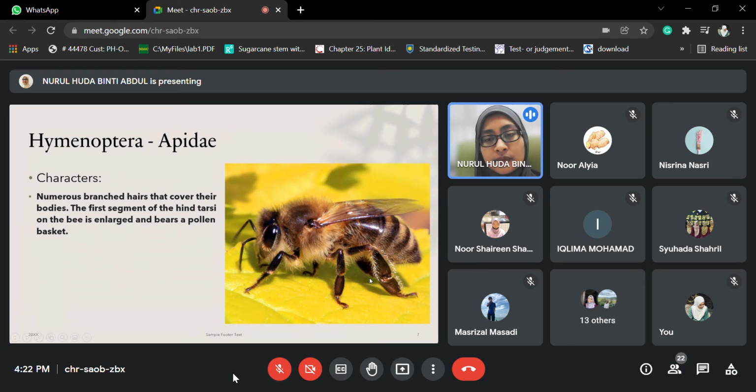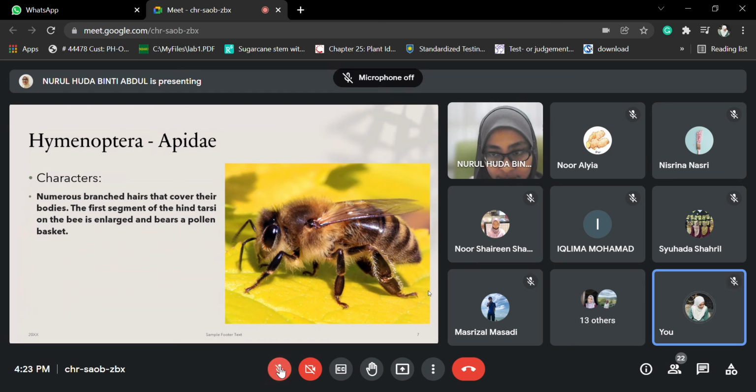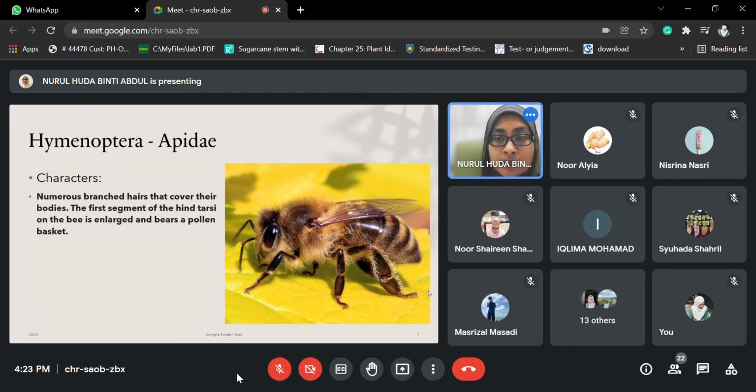Okay, so what other thing you can say about this picture? Selain daripada dua karakteristik tadi. It has large eyes. Yes, they have large eyes. Lagi? Other things? Yes, you can say sting. They have sting. They have stinger, which is modification of ovipositor.